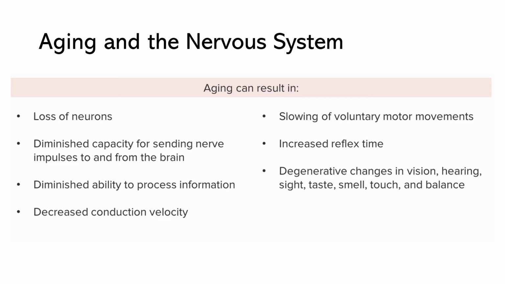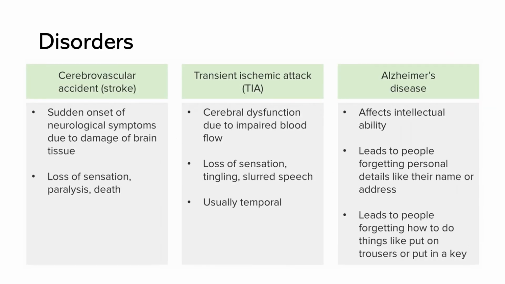And finally, we can also see degenerative changes in our vision, our hearing, our taste, our smell, our touch, and our balance. So finally, let's talk about some of the homeostatic imbalances of the brain. First, let's look at cerebrovascular accident. We call it a stroke.